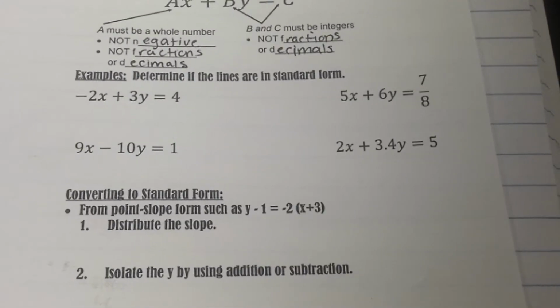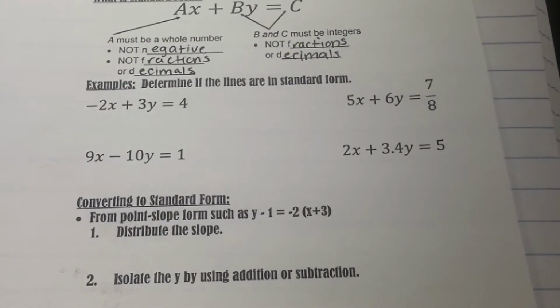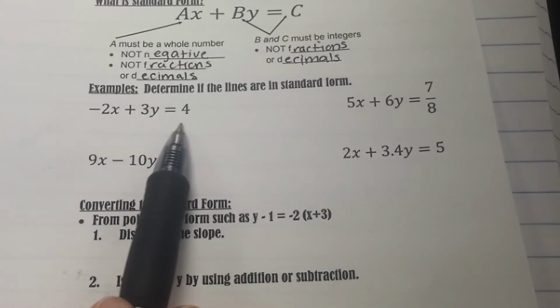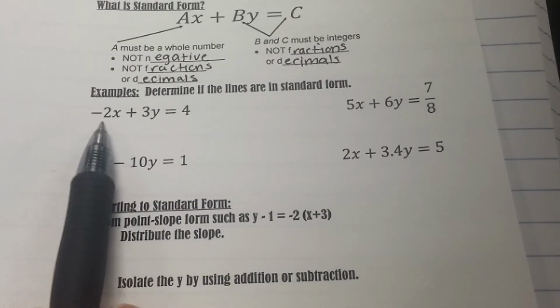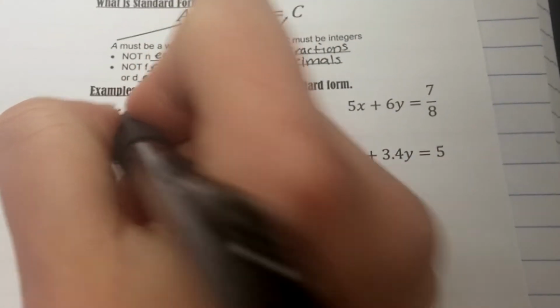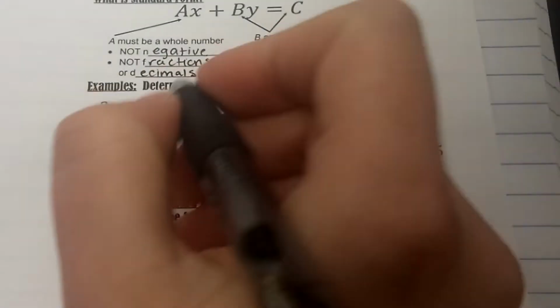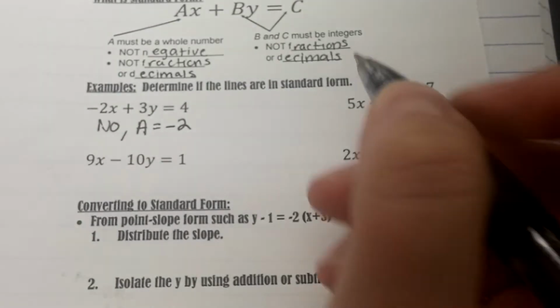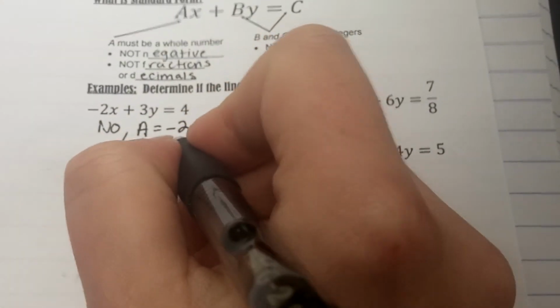All right, so we have a couple of examples. First of all, we're determining if these lines are written in standard form. So if I take a look at this first one right here, my A is -2, my B is 3, and my C is 4. This one is not in standard form, and it's not in standard form because A is equal to -2, so A is negative.